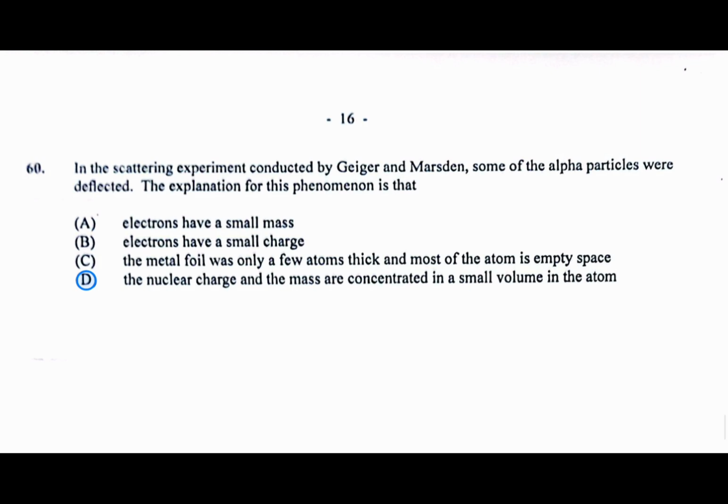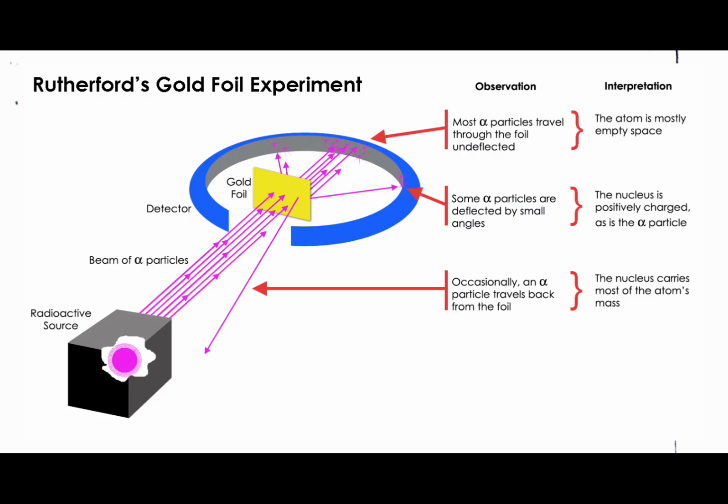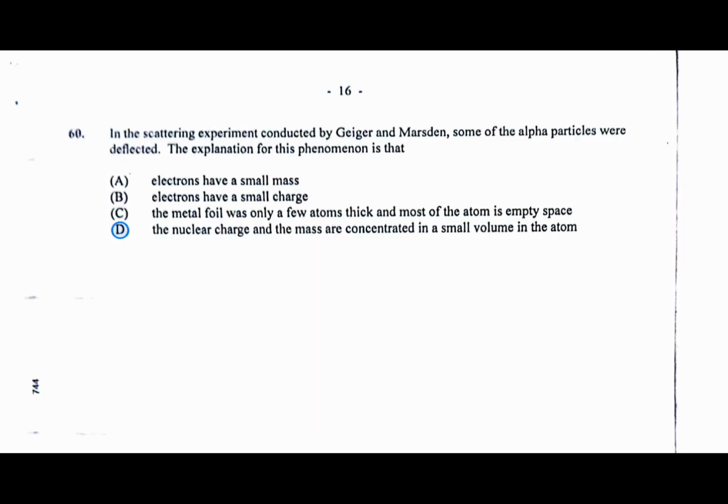60. In the scattering experiment conducted by Geiger and Marsden, some of the alpha particles were deflected. Now, if the particles were deflected, that would have meant that they went very close to the nucleus. Remember, the nucleus is positively charged, and alpha particles are positively charged as well. So if it goes very close to the nucleus, it's going to be deflected because positives and positives are not attracted. They repel each other, and so it will deflect it. Right, so that's why the answer is D. The nuclear charge and the mass are concentrated in a small volume in the atom, and we're talking about the nucleus there.